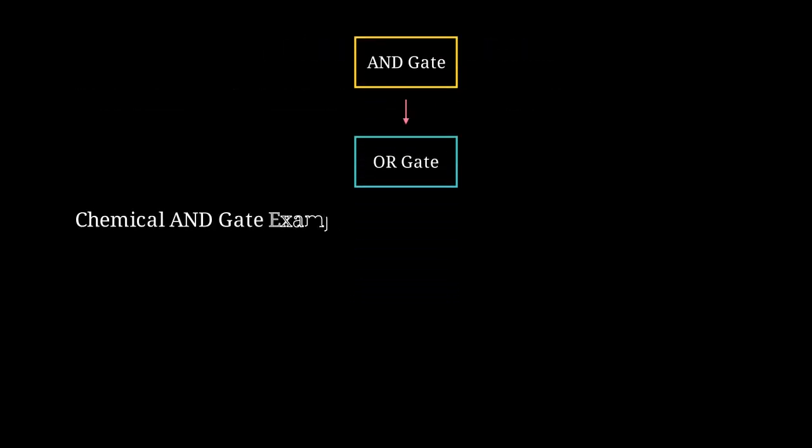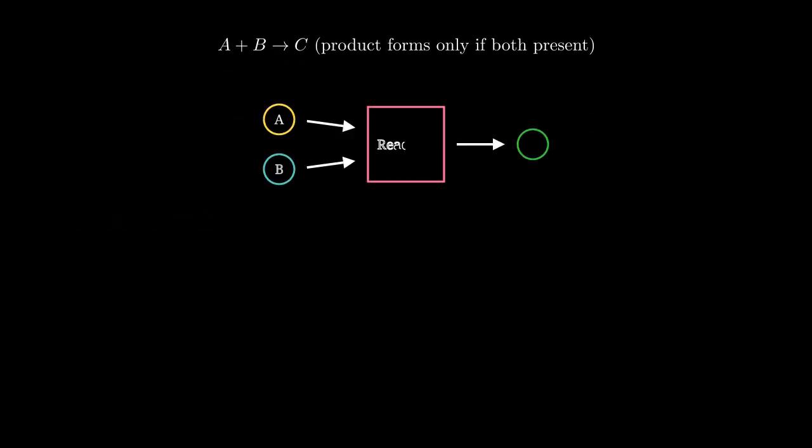Let's design a chemical AND gate using a real example. In a chemical AND gate, product C forms only when both reactants A and B are present simultaneously. Input A and input B enter the reaction chamber, and output C emerges only when both inputs are present, just like a digital AND gate.